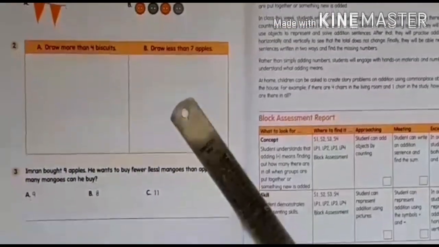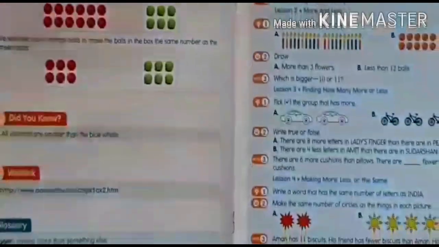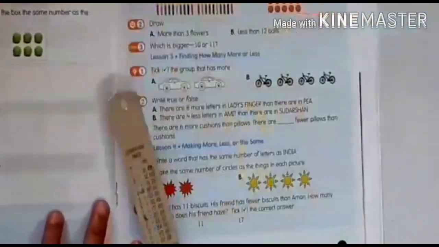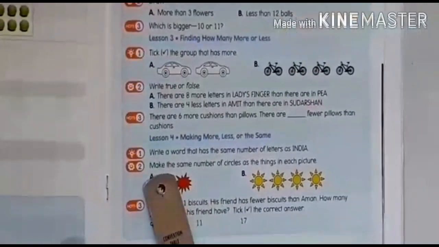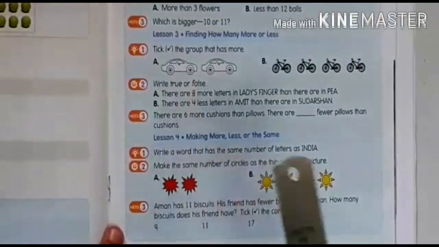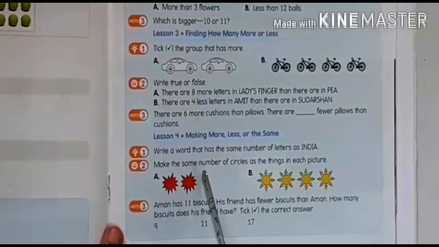After this workbook part, again go back to the content book, practice questions, lesson 3 and lesson 4. Today we learned lesson 3 and lesson 4. So go to these parts and complete these also, children, along with the workbook.